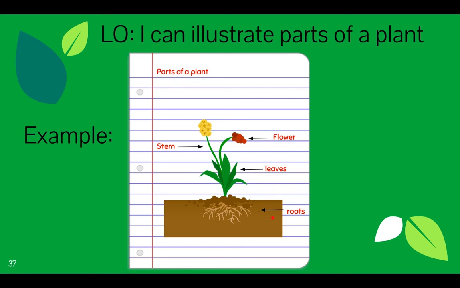And that is all you are doing today. You're just going to label the parts of your plant. And you are going to turn that in to Class Dojo under Science Parts of a Plant.